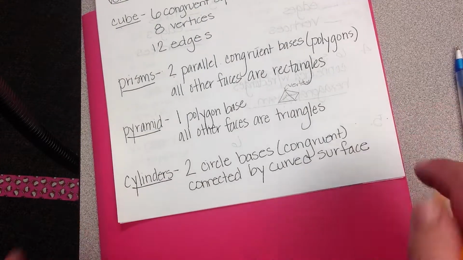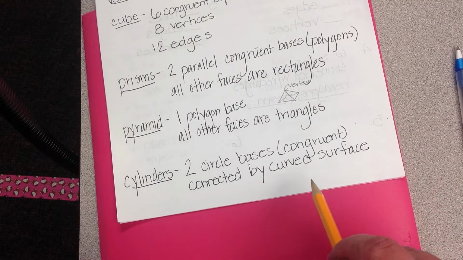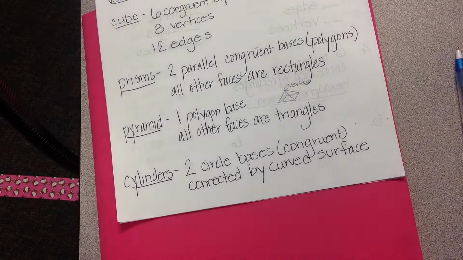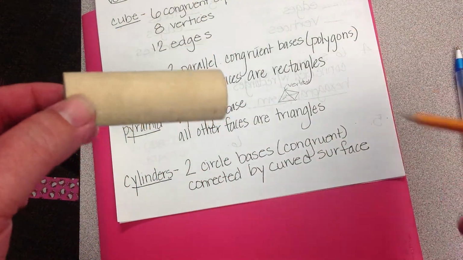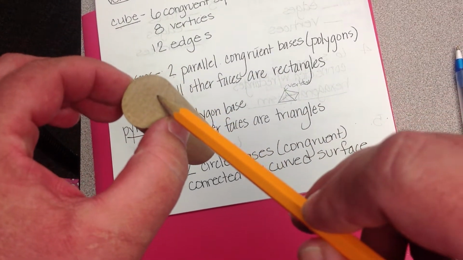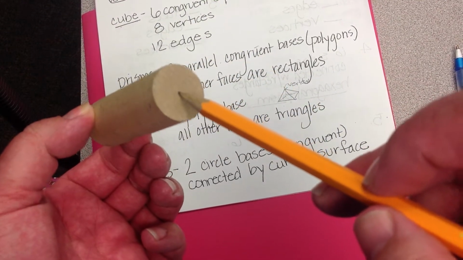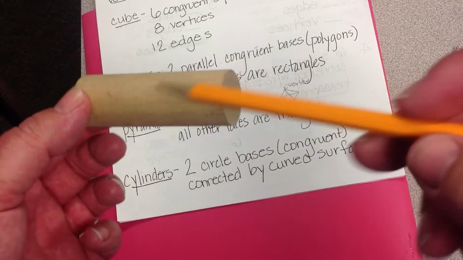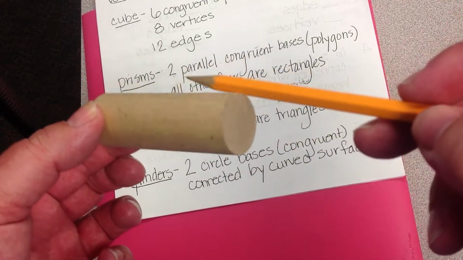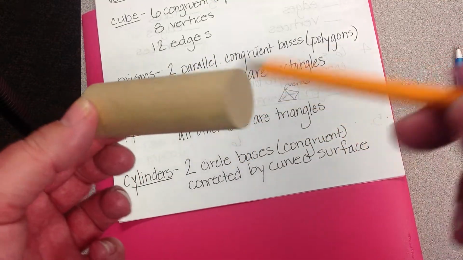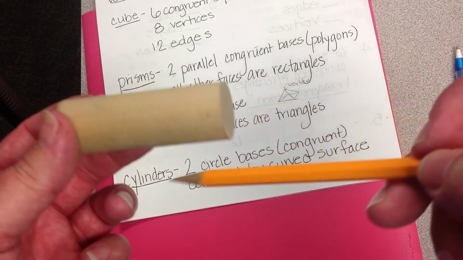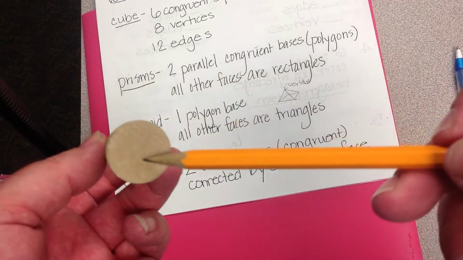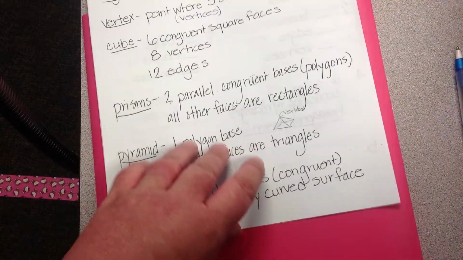For cylinders, you have 2 circle bases that are the same. So, for example, here is your cylinder. This base or face is the same as this one. These are congruent. Notice that this is connected by a curved surface. There are no straight lines. There are no edges. This is a curved surface connecting 2 congruent circles.